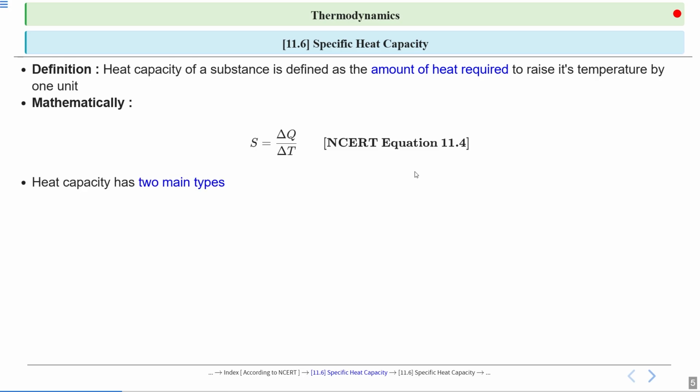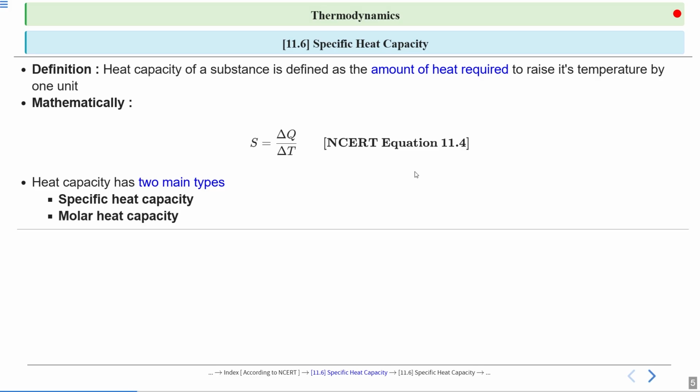Here, delta Q is the heat supplied, measured in joules, whereas delta T is the change in temperature, measured in Kelvin or degree Celsius. And S is the heat capacity. Heat capacity has two main types. First, specific heat capacity. Second, molar heat capacity. And we will learn both one by one.